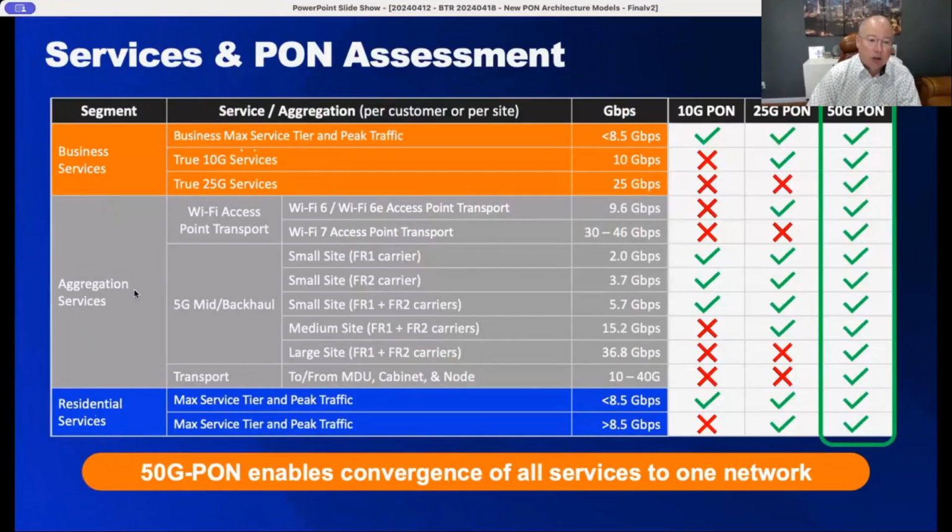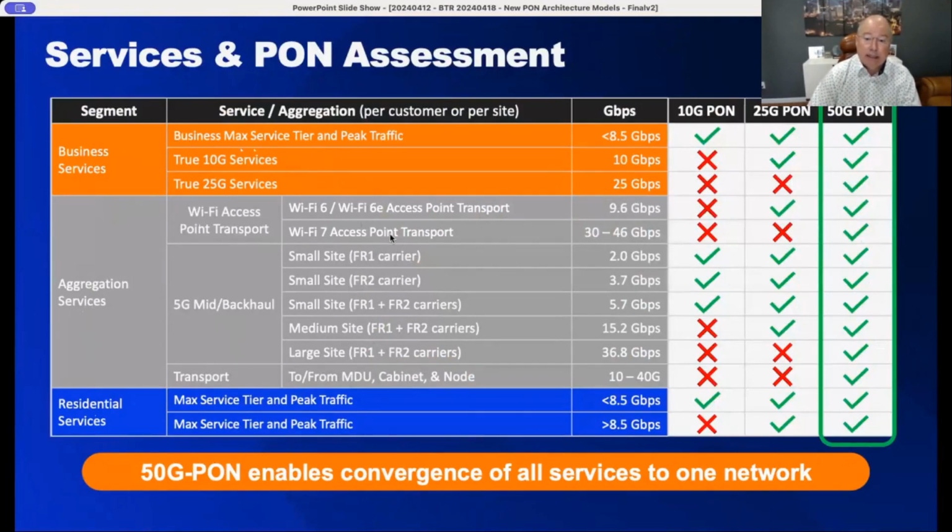The other thing about next generation PON, this is very important. PON was looked at as an access layer technology for residential and small business. But with 50 gig PON technology, you can move and become an aggregation function. So some of those point-to-point Ethernet transport use cases, like Wi-Fi access points at venue locations, or mobile mid-haul or backhaul, or even transport to and from MDUs, cabinets, or even node locations. Those could all be served with a PON technology.